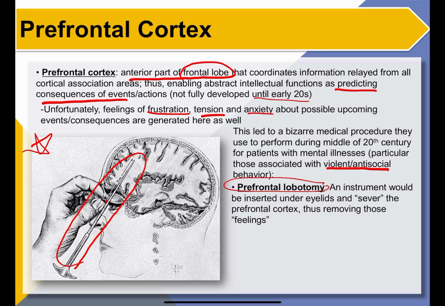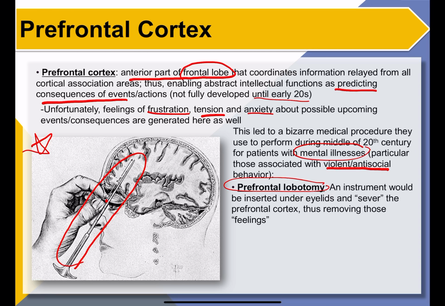That's where the prefrontal cortex is. And it will wiggle around to sever the prefrontal cortex, thus making that part of the brain non-functional. Well, according to what they used to think, that prefrontal cortex is just for consequences. Well, if they don't have those anxiety problems, they don't have those emotions associated with consequences, then this person won't have these mental illnesses anymore that give them those violent or antisocial behavior. And we can remove those scary feelings away from these individuals.